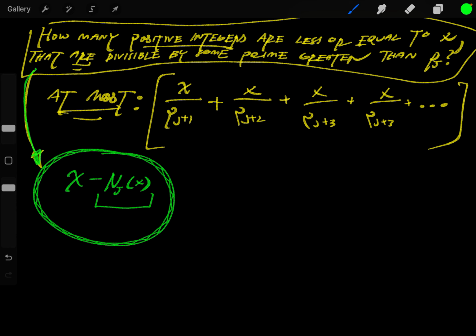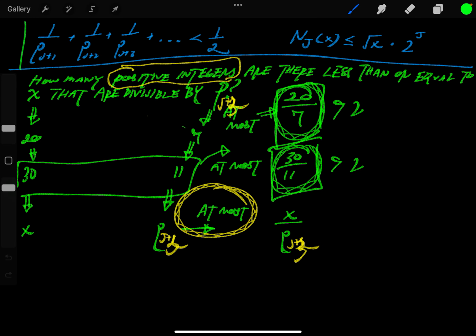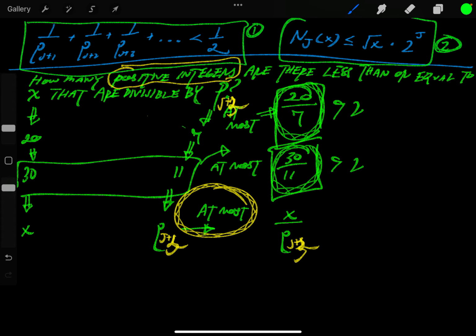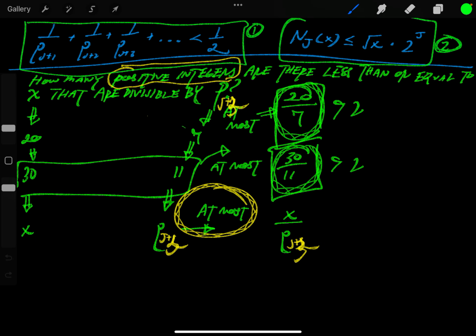So x minus n sub j is less than or equal to x over p sub j plus 1 plus x over p sub j plus 2 plus ... off into infinity. And if I go back to one of these, we see this. I'm going to take this fact, I'll call this 1, and then this one 2. So I take this fact 1, and I go back and look at this here.